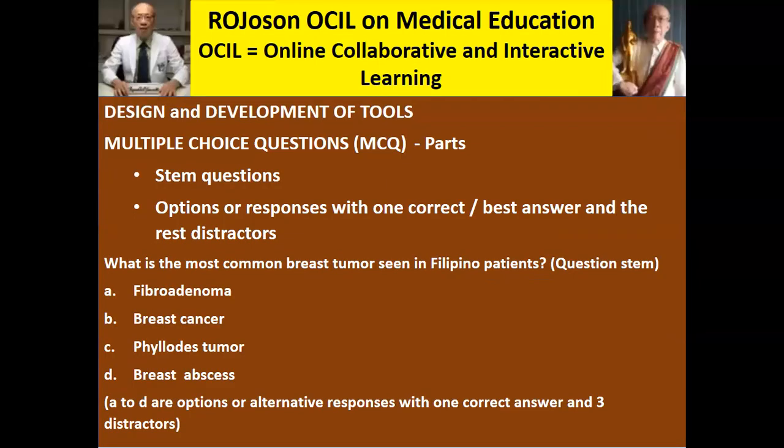For multiple choice questions, we start first with the parts. The parts of the MCQ will be the STEM question, and then the options or responses with one correct or best answer, and the rest are distractors. Example: this is the question STEM, and then these are the options or alternative responses. So A to D are options or alternative responses with one correct answer and 3 distractors.